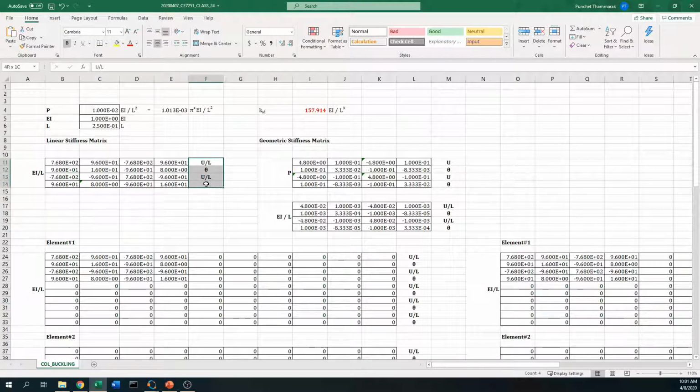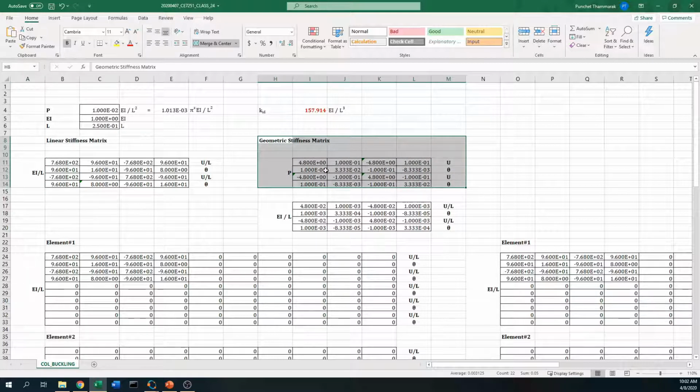It turns out that the unknowns here are dimensionless, because theta is the radian, dimensionless. U over L is the length scale over the length scale, which is dimensionless. The EI was taken outside, and EI will be disposable because on the other side of the equation, if we run the eigen analysis, the other side of the equation is 0, so EI over L is going to be trashed. And the geometric stiffness matrix you can see over here.